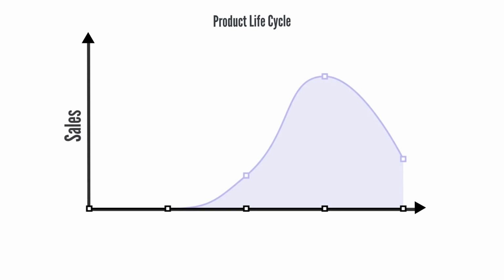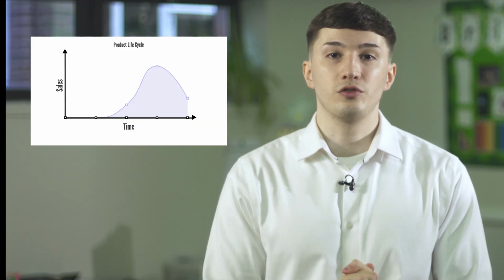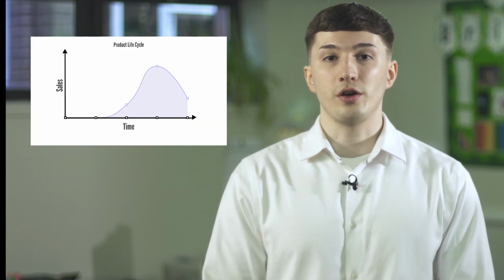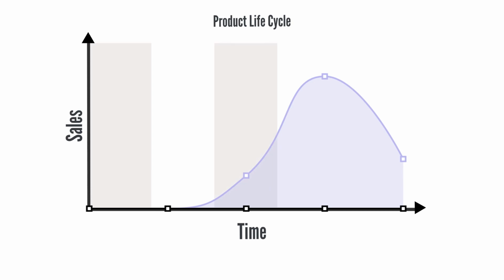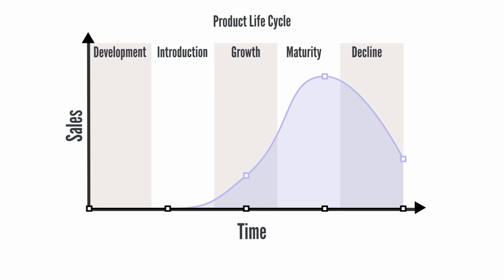Let's start off by understanding what the product life cycle is. Let's imagine a graph, and on the vertical y-axis, we have the sales of the product, and on the horizontal x-axis, we have the time. Now, this graph helps us visualize the journey of a product through its life cycle. The product life cycle consists of 5 stages which a product goes through, starting off with its development. After development, it enters the introduction phase, where it's launched into the market. Following that, we see the growth stage, then the maturity, and finally the decline phase.